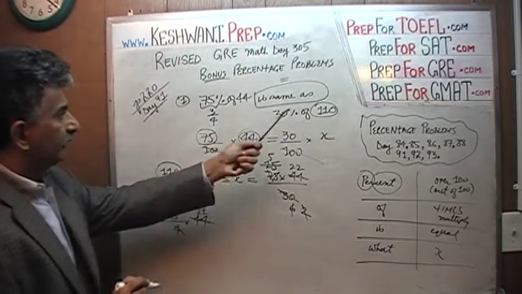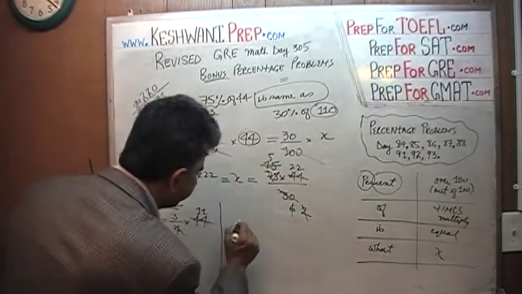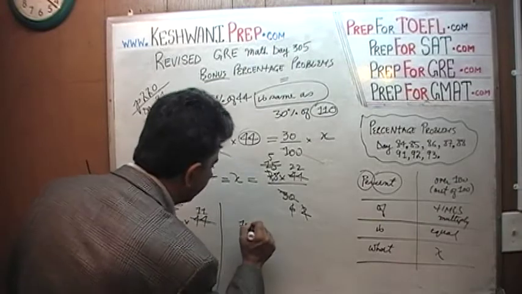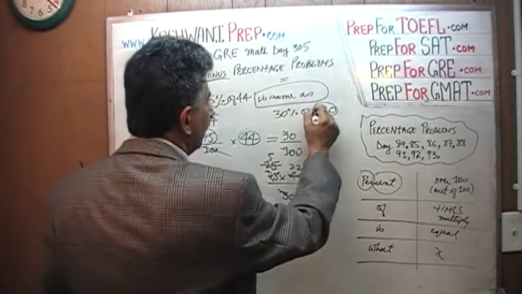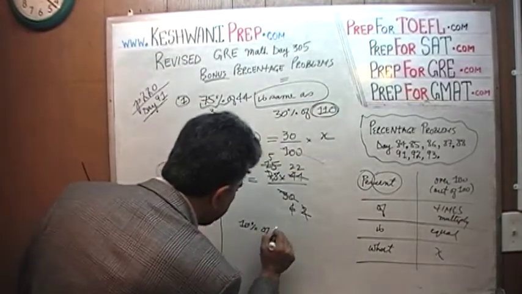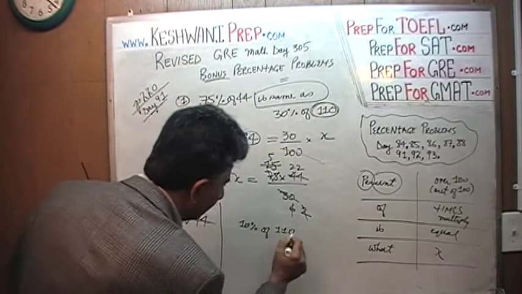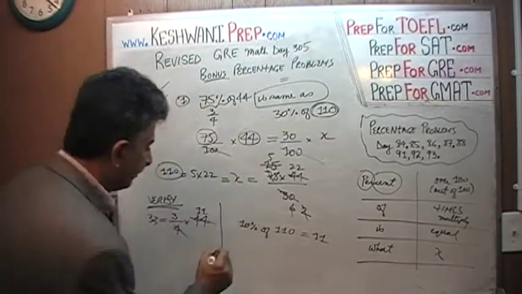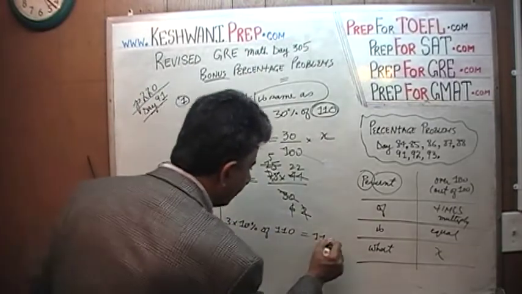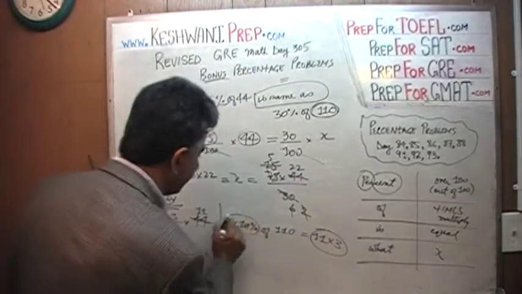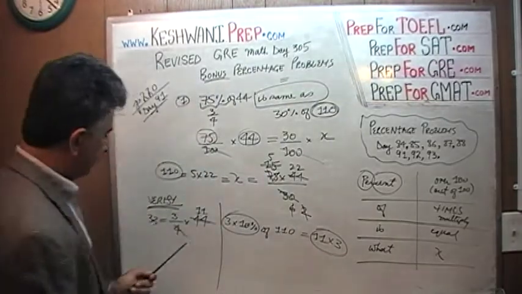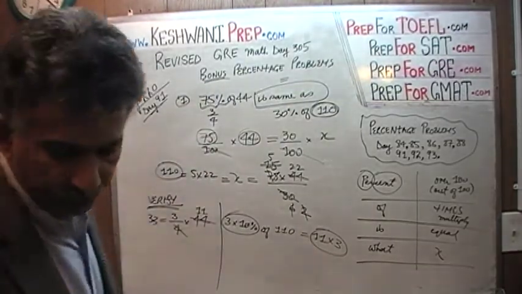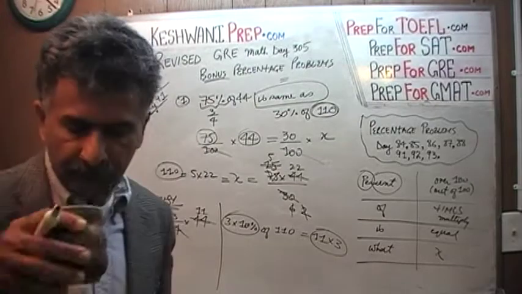Let's see what we get on this side. We know 10% of 110 would be 11, and therefore 30% is going to be 3 times as much. There you go. 30% of 110 is 33, which is exactly what we have here. It works. It works fine.